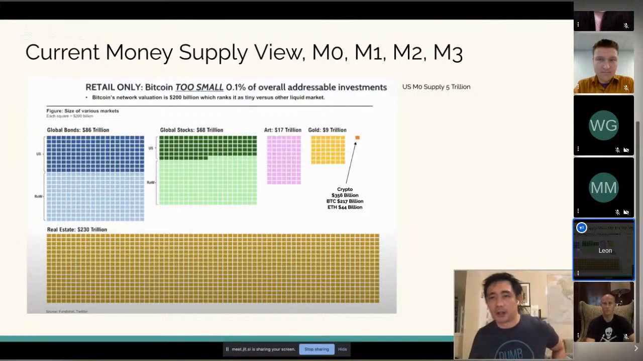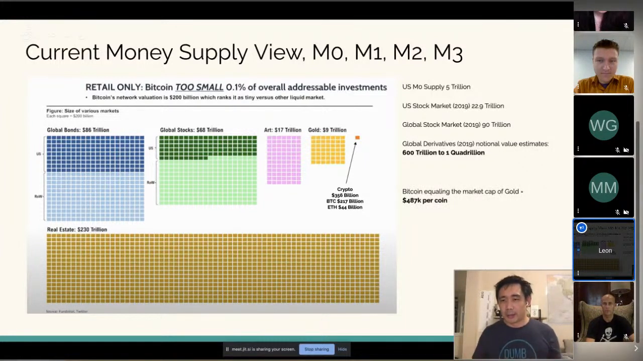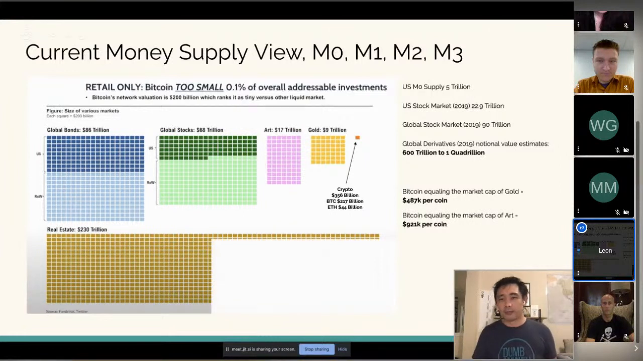So the US money supply is 5 trillion. US stock market, 22 trillion, is now probably 30 trillion. Global stocks, 30 trillion. Global derivatives, 600 trillion to a quadrillion. If Bitcoin equates to the market cap of gold, that's 487K per coin. If it's equal to the market cap of gold and art, that'll be 921K per coin.